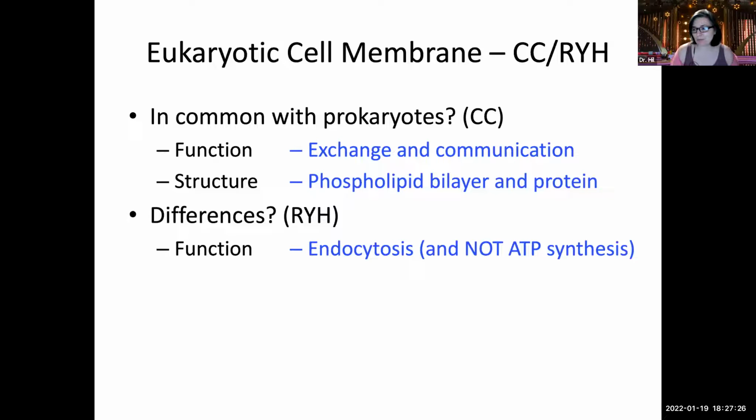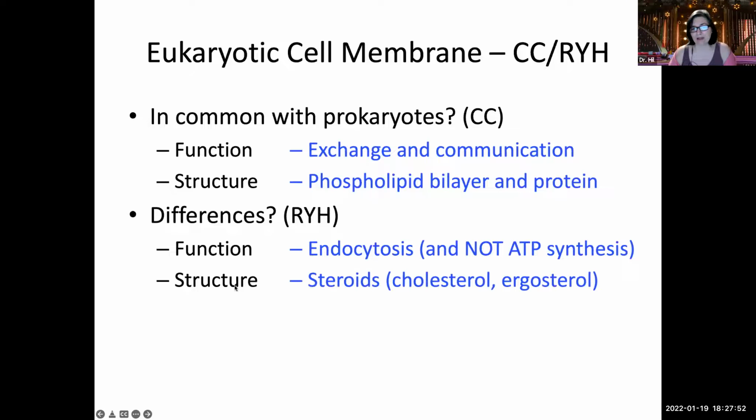Prokaryotes can't do that. If they want to bring something in from the outside, this is how they can do it. They have one protein or maybe a bunch of proteins that form a channel or a pore or a transporter, and they can bring in one ion, one sugar, one amino acid, okay? So it's very different. Now, there are also some structural differences. Yes, both types of cell membranes have a phospholipid bilayer and membrane proteins, but eukaryotic cell membranes additionally have steroids. In animal cells, it's cholesterol. In fungal cells, it's ergosterol, and plants have phytosterols.